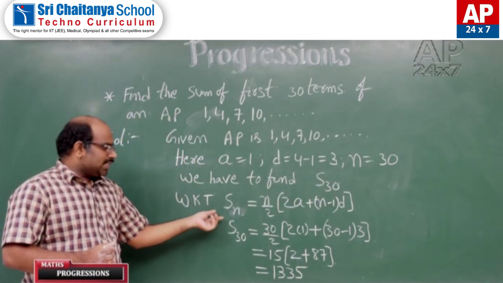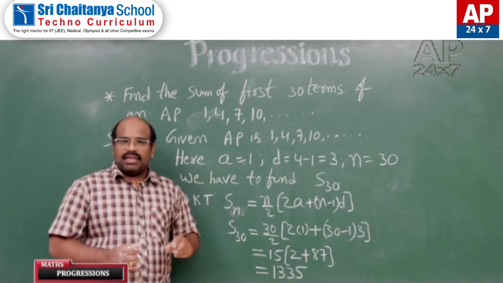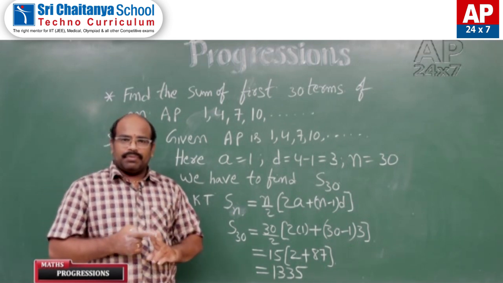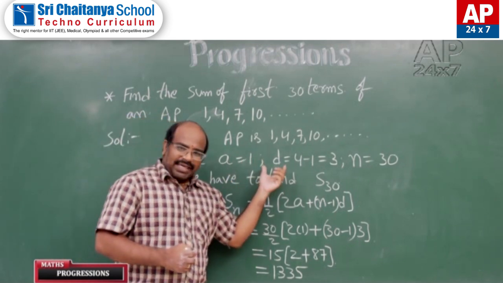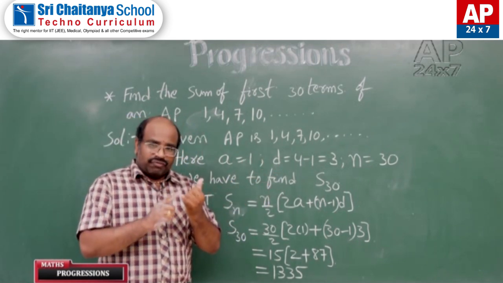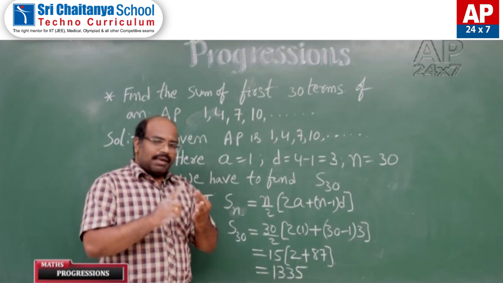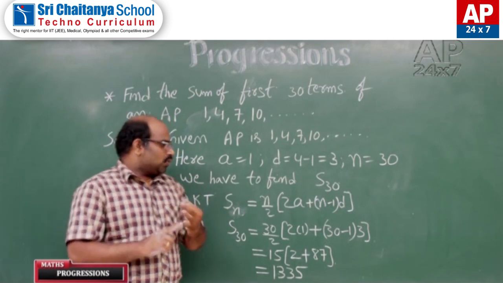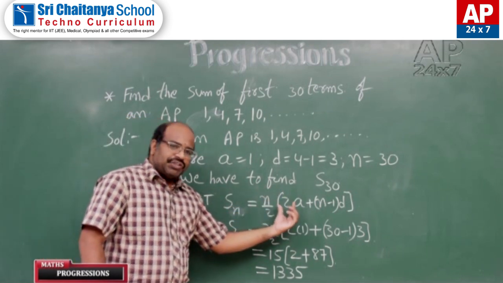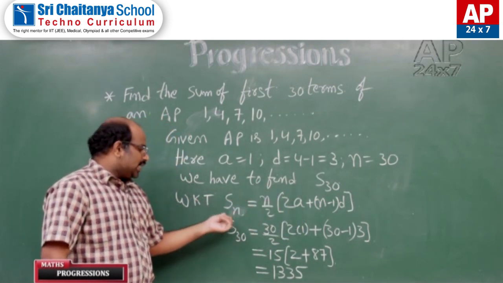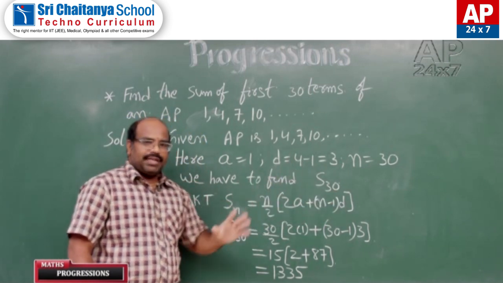We know that Sn is equal to n by 2 of 2a plus n minus 1 into d. In fact, I have given two formulae, but here I am using this formula. Why? Because in the given data, he has given the first term, we have calculated the common difference, and the number of terms he has given. Based on these three pieces of information, it is convenient to use this formula, so that Sn is equal to n by 2 of 2a plus n minus 1 into d.